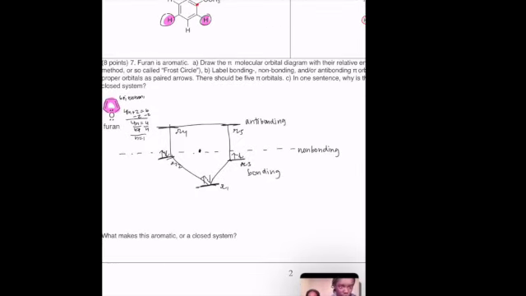Did it ask for anything else? Let's look and make sure. Draw the pi orbital diagram. I'm going to skip all that because that's all the same thing. Label bonding, we did that. Show the electrons in the proper orbitals as paired arrows. We did that. There should be 5 pi orbitals. We labeled that. In one sentence, why is this aromatic, or what makes this a closed system? So we just finished all that.